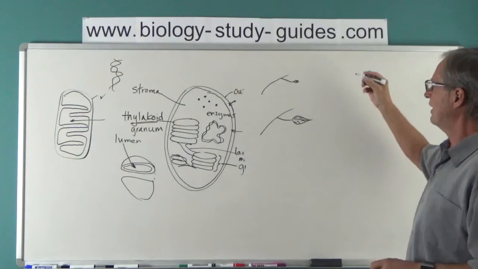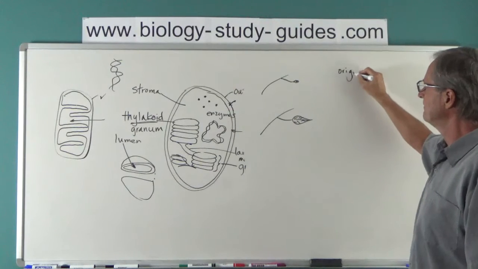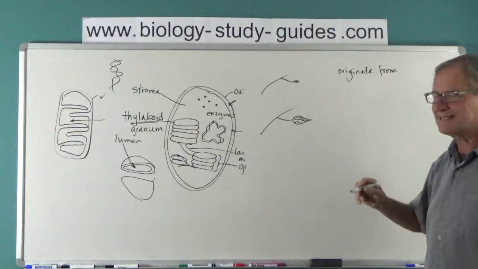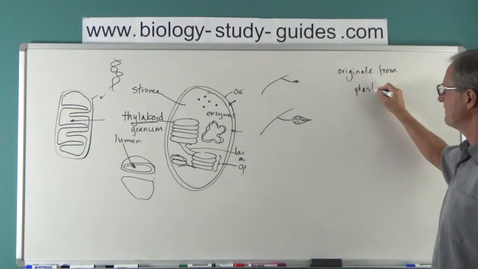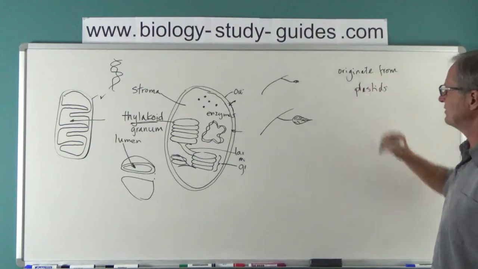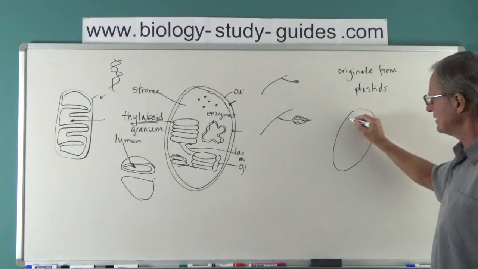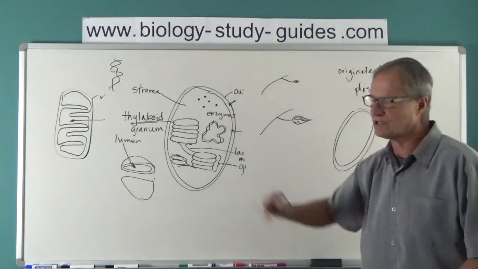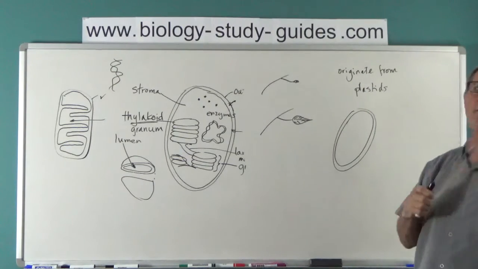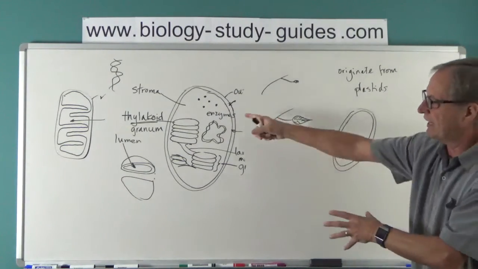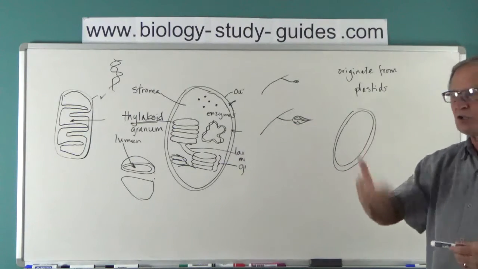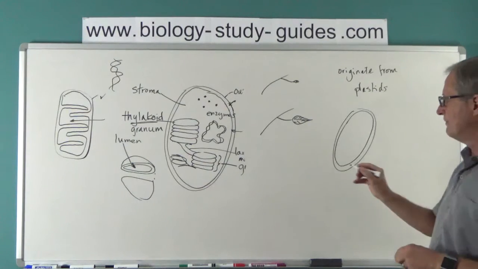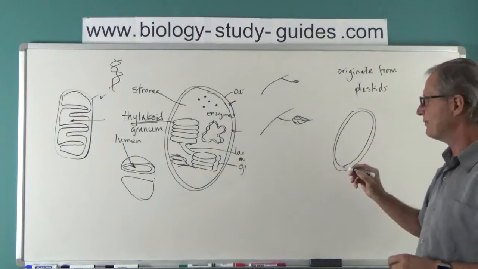Chloroplasts originate from plastids. Now a plastid itself is just this much. It doesn't have all that stuff inside. It's not equipped with it. It can generate it. It's got the enzymes that allow it to generate the chlorophyll and that sort of thing. But the plastids themselves don't have all of that internal membranous structure.